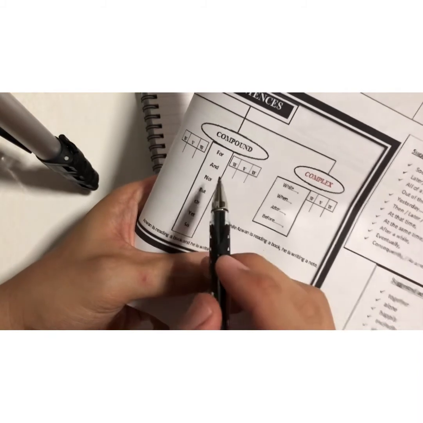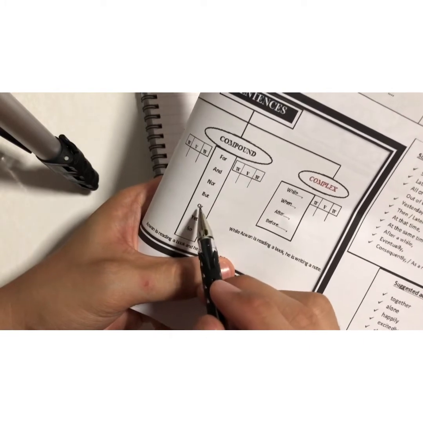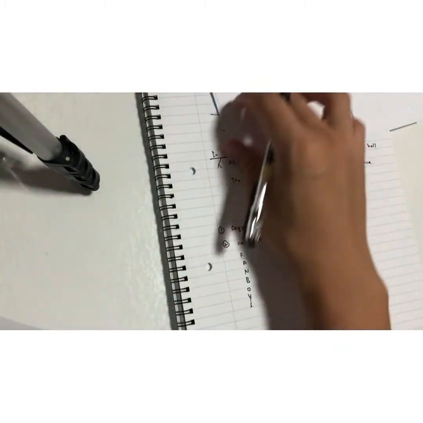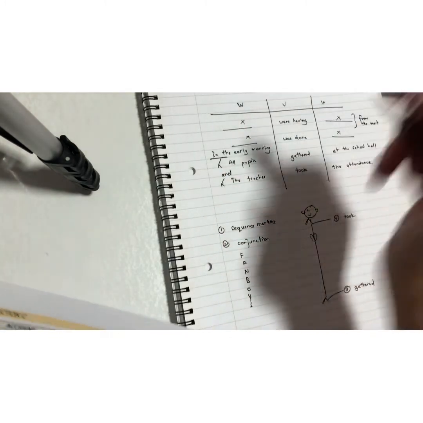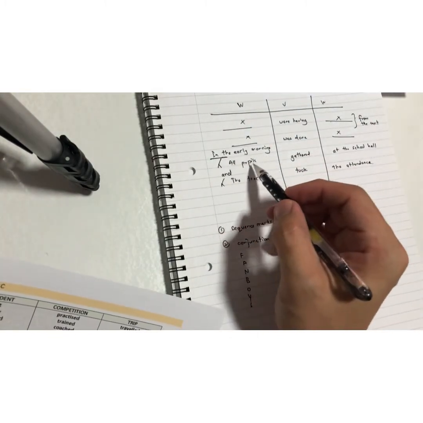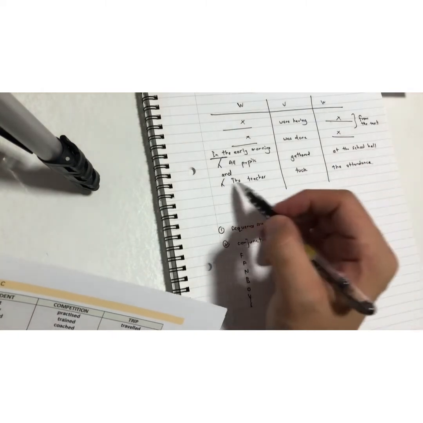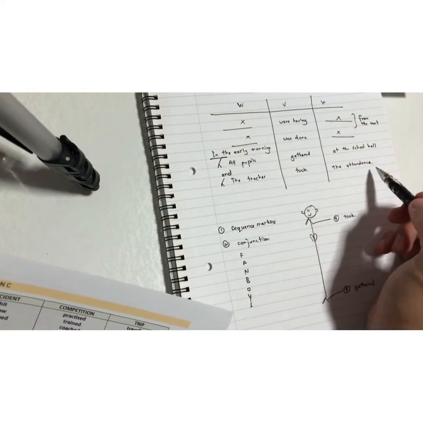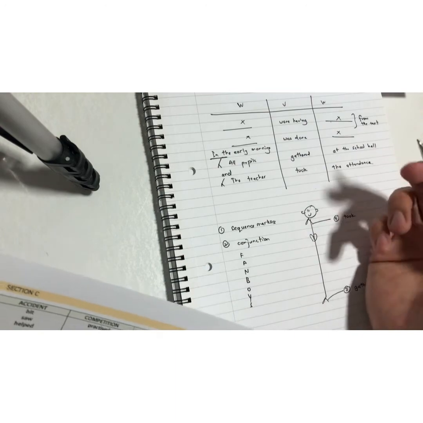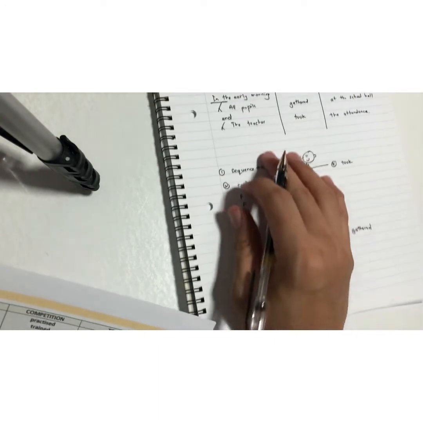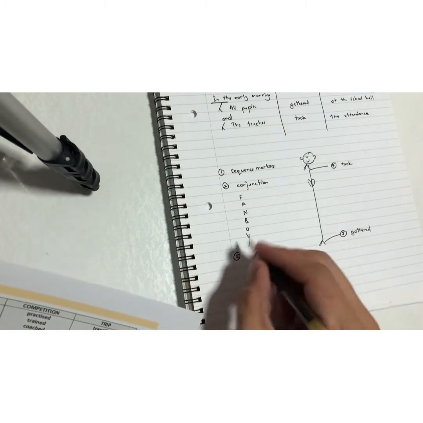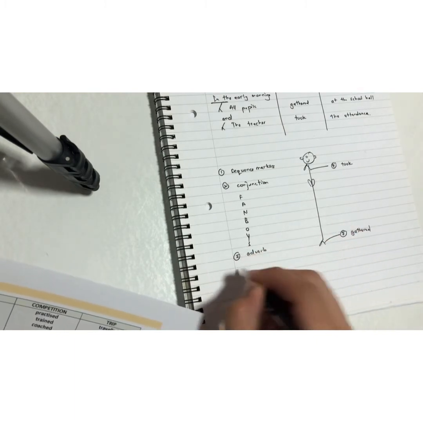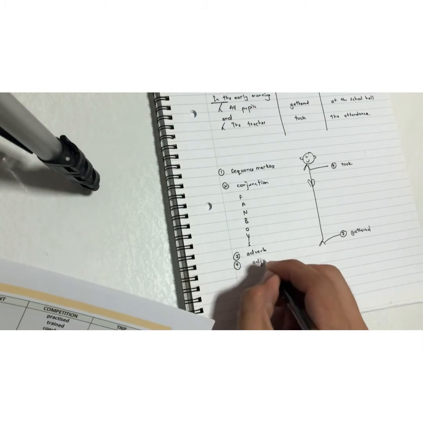So biasanya murid akan guna and ataupun or. Alright. So in this case I want to use and. Alright. So in this sentence you can say, in the early morning all pupils gathered at the school hall and the teacher took the attendance. Alright. And actually, you can add more elements in your answers here. For example, number 3, you can add adverbs. Number 4, you can add adjective.